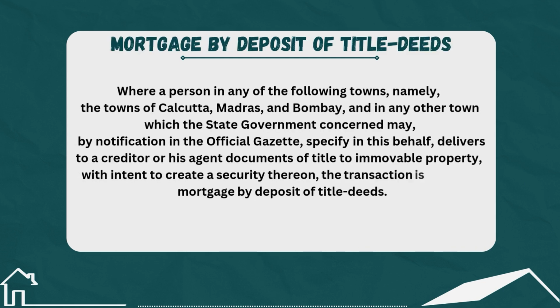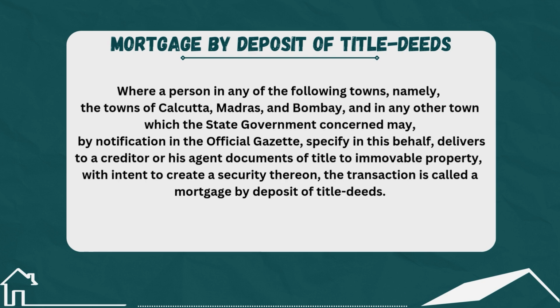Another kind of mortgage is mortgage by deposit of title deeds, where a person in any of the following towns, namely the towns of Calcutta, Madras, Bombay, and in any other town which the state government concerned may by notification in the official gazette specify in this behalf, delivers to a creditor or his agent documents of title to immovable property with intent to create a security thereon. The transaction is called a mortgage by deposit of title deeds.